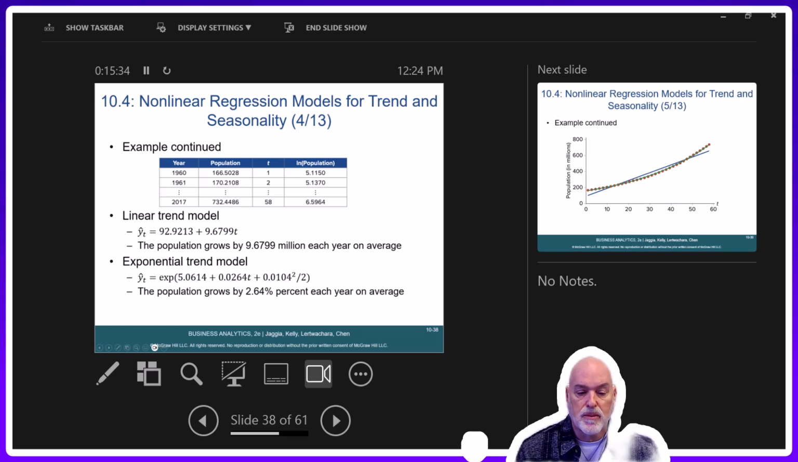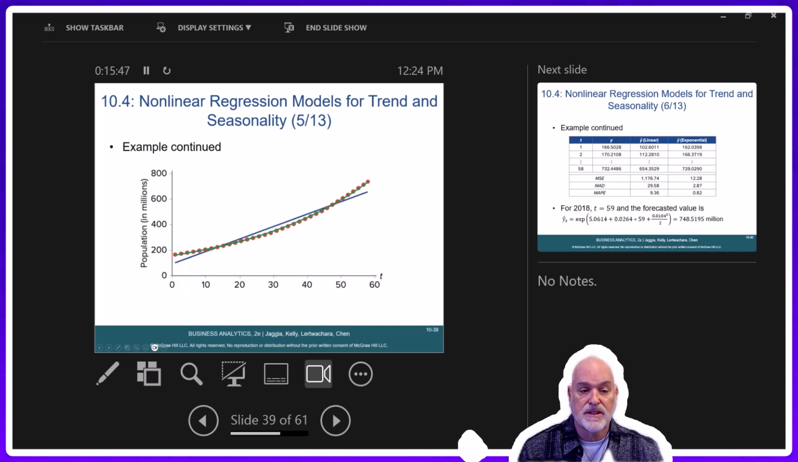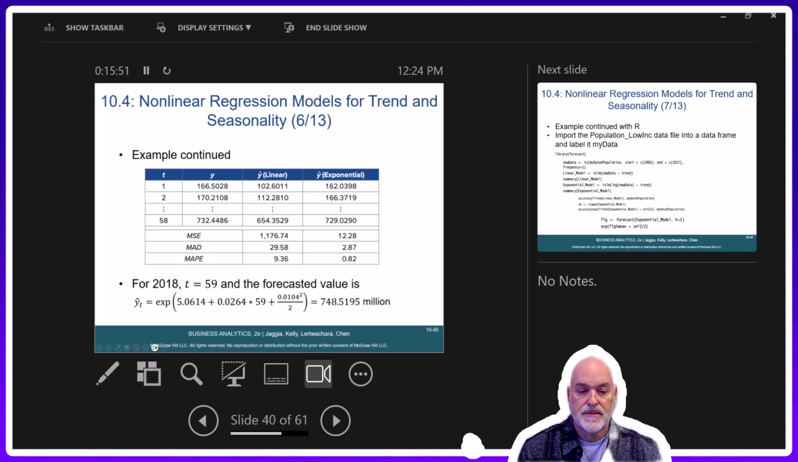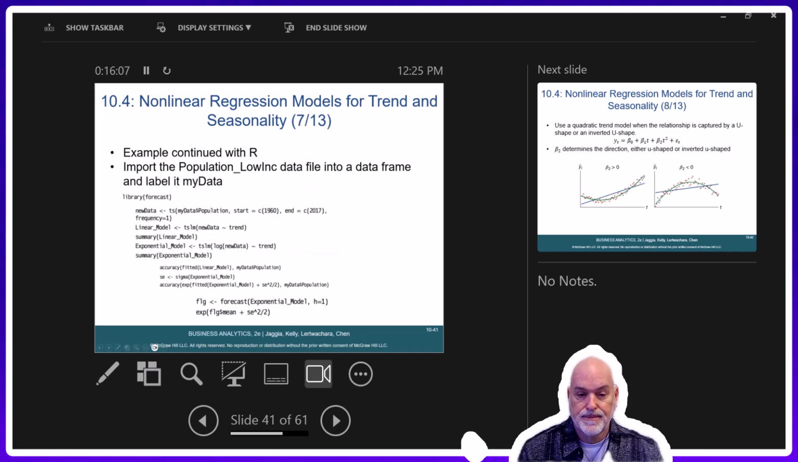Linear trend model, here's the formula here. The population grows by 9.6799 million each year on average. And the exponential trend model, the population grows by 2.64% each year on average. Here's the chart of the trend. For example, for 2018, T equals 59, and the forecasted value is here, and it would be 748.5195 million. This is with R.